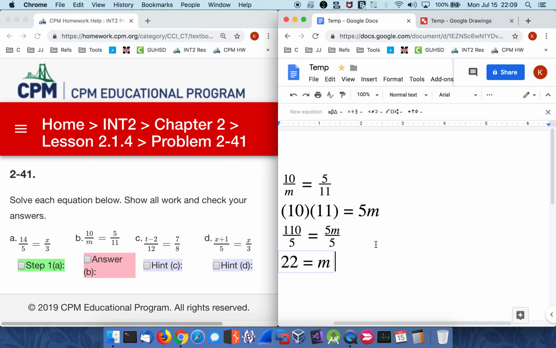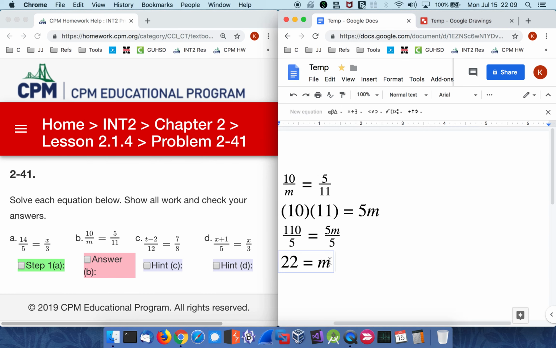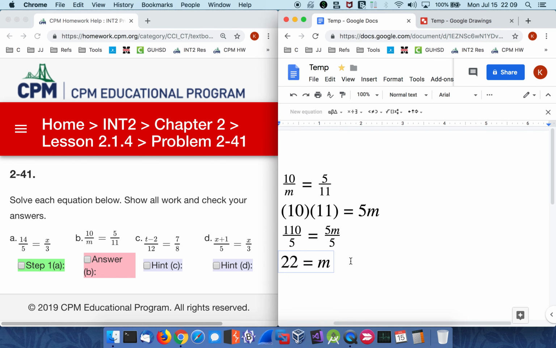Equals m. And let's see, so 5, 2, carry the 1. Yeah, I think that's right. Make sure. 22 times 5. Yep, 110. Okay, cool. So m equals 22. Well, that was easy. Let's see what their answer is. Boom! Got it. Alright, cool.